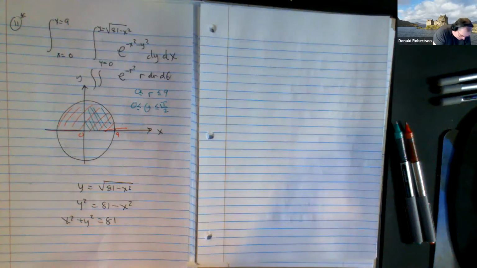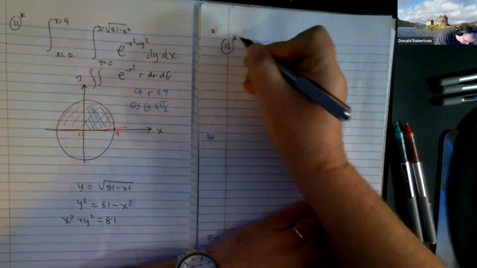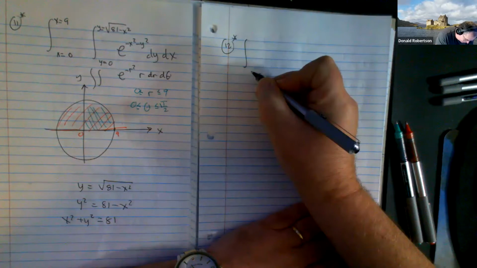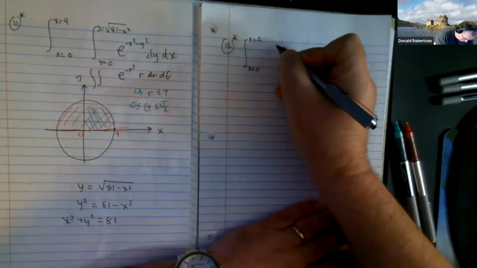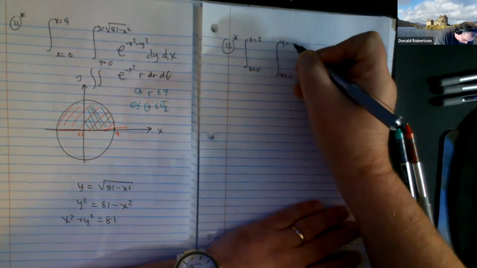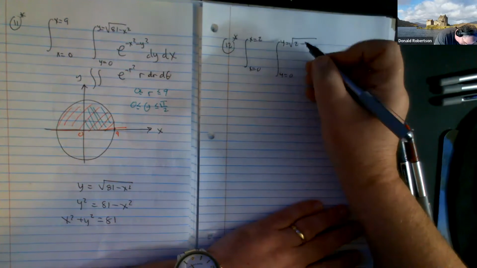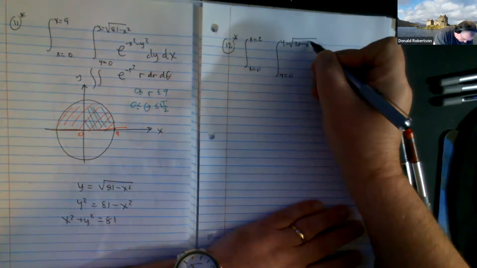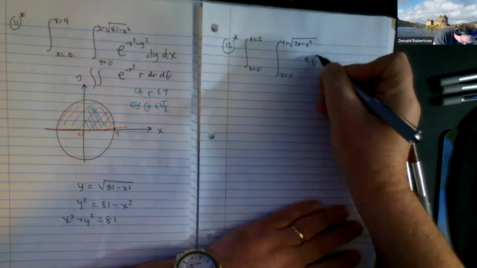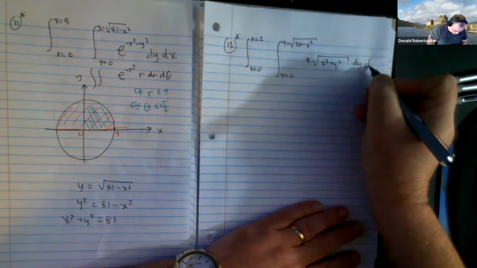And so the last one, and then we're moving on, is question 12. The integral is x equals 0 to x equals 2, and y equals 0 to y equals the square root of 2x take away x squared. And then it's going to be a 9, this guy, and dy dx. Whoa.